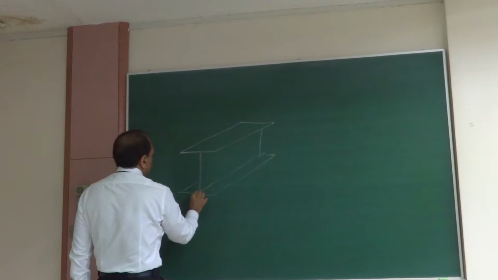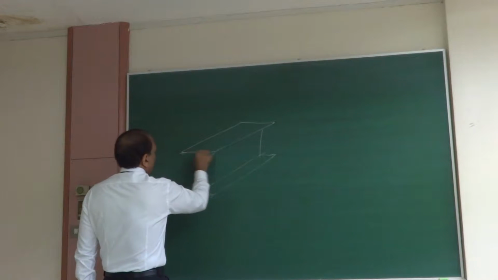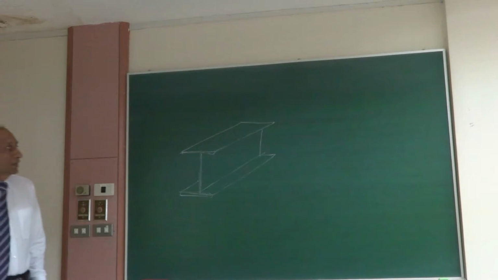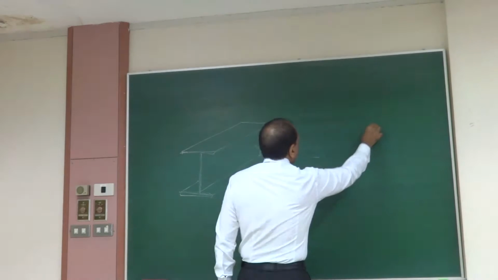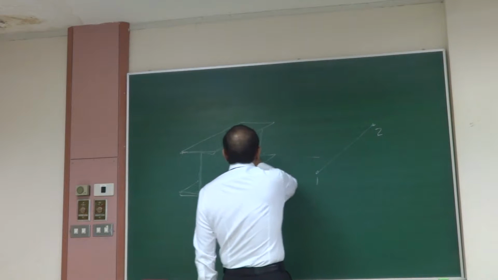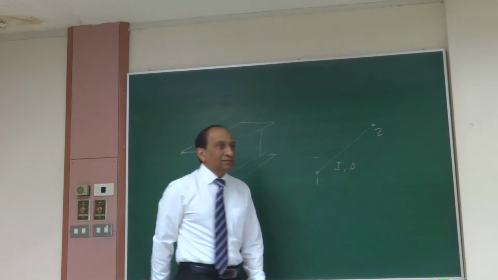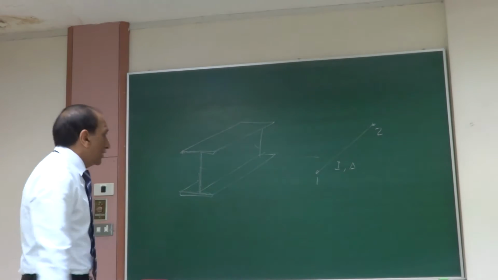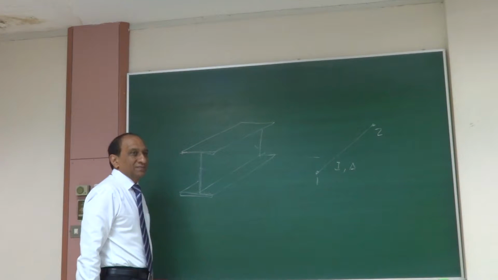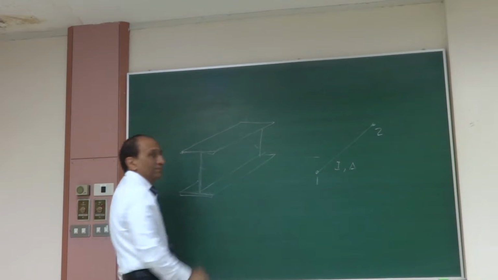This is an I-beam, a steel I-beam. Can everyone see? Right? Normally we would model this as a line, 1 to 2, and then assign the properties to this one, I, A and so on, correct? But actually you could model this I-beam by using 3 membranes. One membrane for the top, one membrane for the bottom, one membrane for the web.